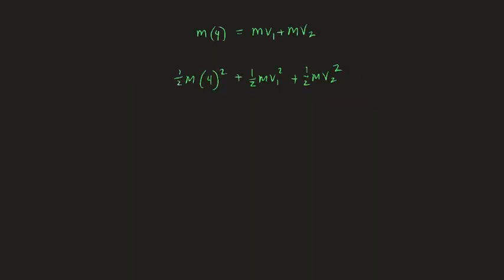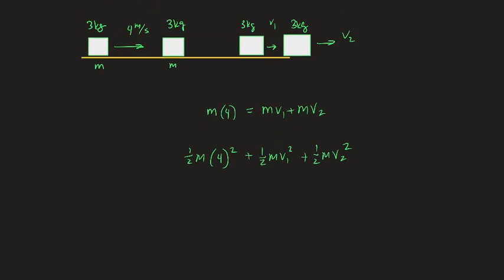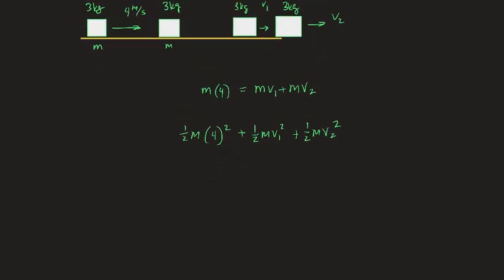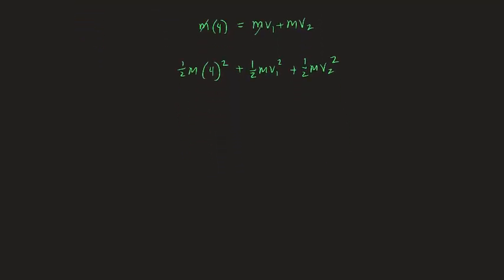In the case of this collision where all the masses are the same and we say it's elastic, the math is super simple because of this. Watch what happens. I'm going to cancel out all the m's. They're gone. And I'm going to cancel out all the 1/2s and m's. And I get, in this case, 4 equals v1 plus v2, and 16 equals v1 squared plus v2 squared.